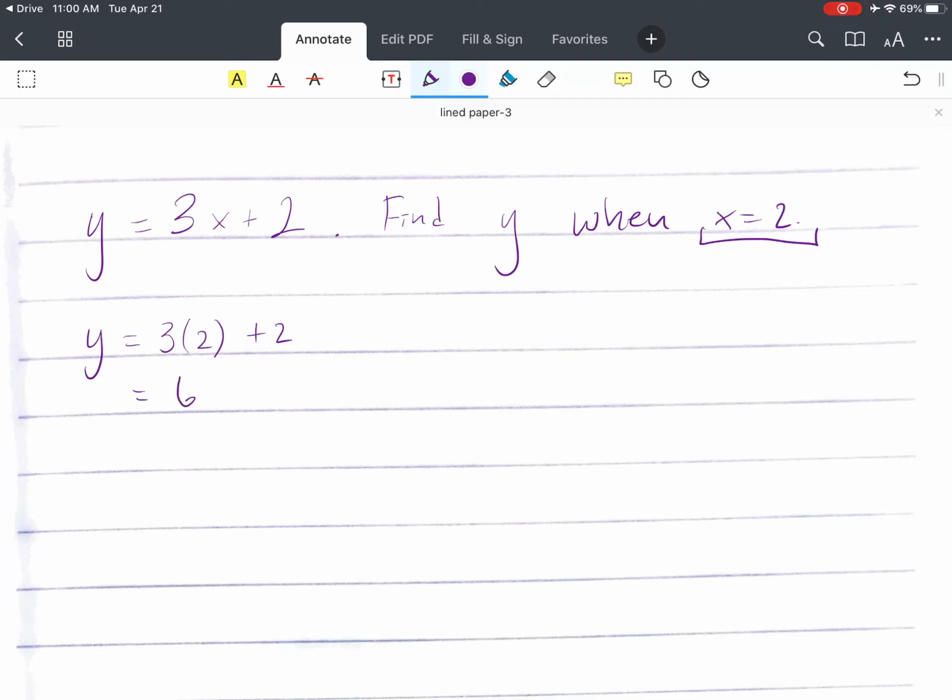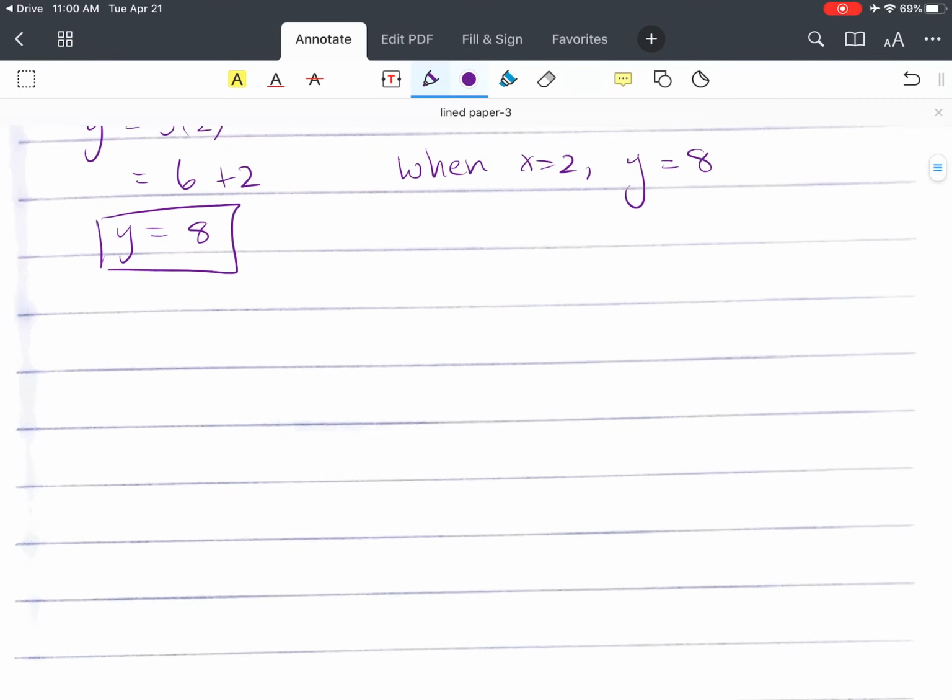And then we have 3 times 2 plus 2. 3 times 2 is 6, plus 2 is 8. So when x equals 2, y equals 8. Okay?